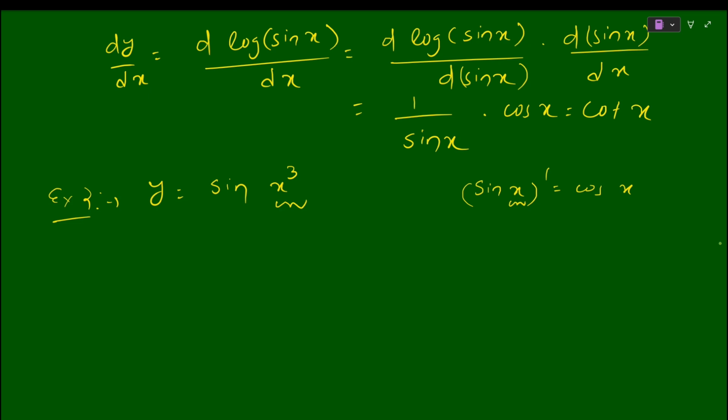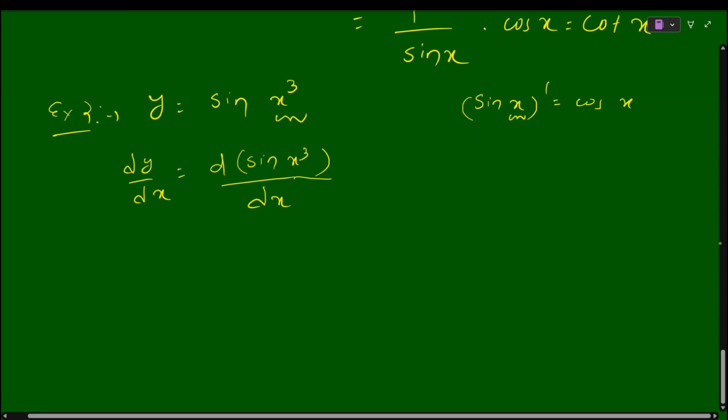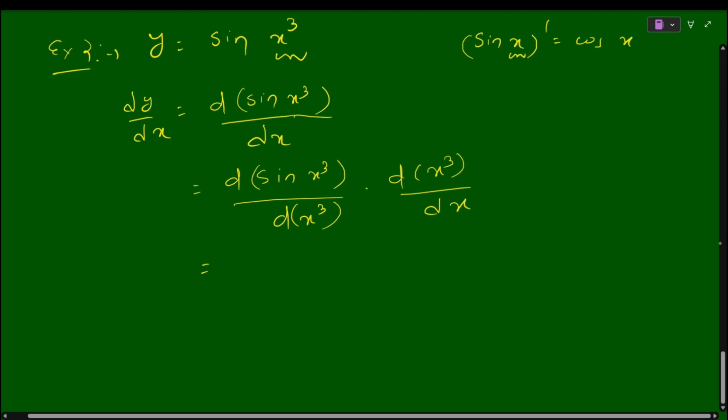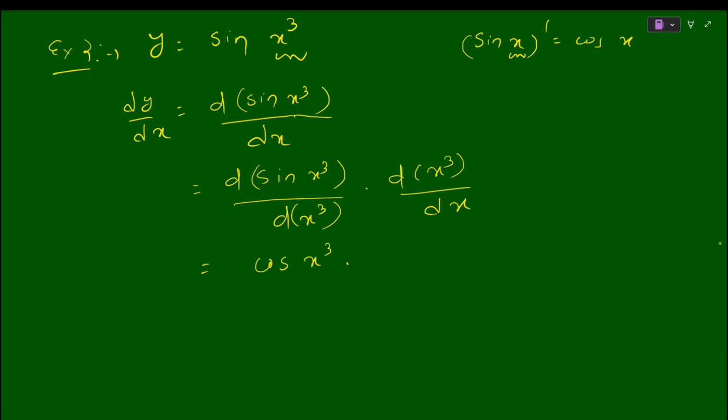Okay, so to solve this problem, we will solve this as, suppose this is d of sine x cube with respect to x, then see this x cube function is different, so I will take the derivative with respect to this x cube. It is d x cube. Now this value is d x cube by dx. From this we can see the derivative of sine is cos x cube into the derivative of x cube, which would be 3x square.